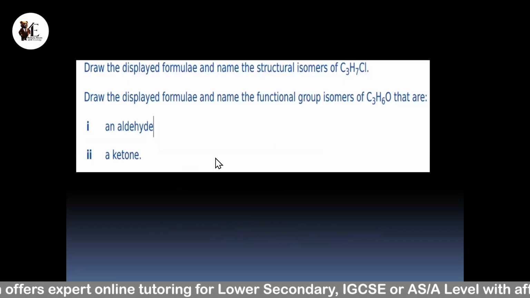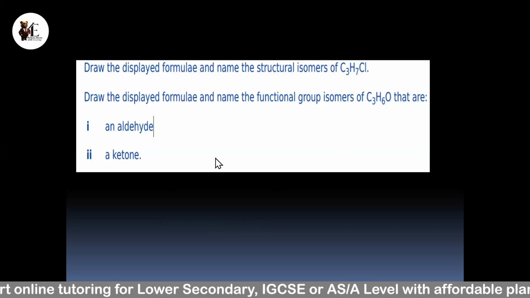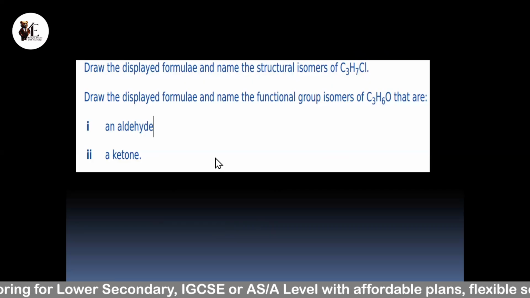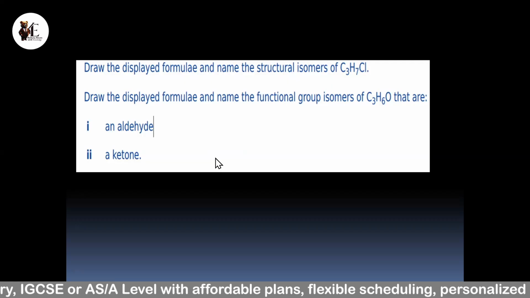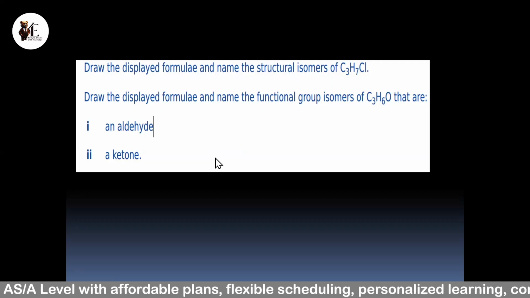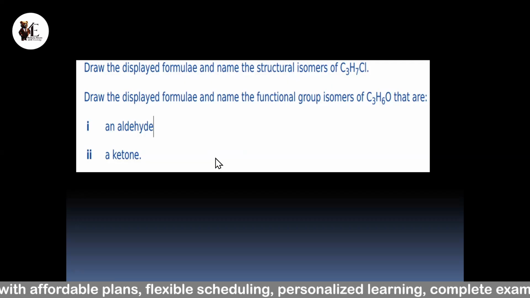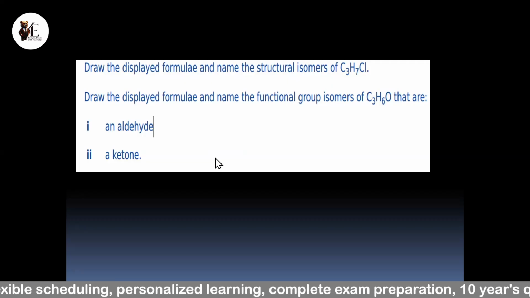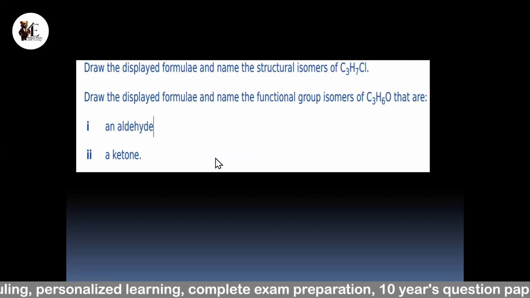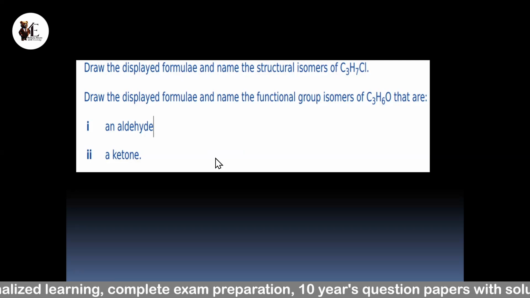So these are your homework questions. Please write it down. You have to draw the displayed formula and name the functional group isomers of C3H6O. You have to make aldehyde and ketone out of this formula C3H6O. And you have to draw the displayed formula and name the structural isomers of C3H7Cl. So you have to make the position of chlorine different at first carbon atom, second, third, respectively.